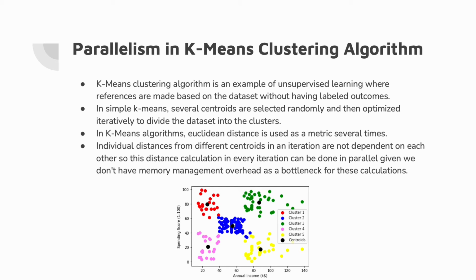So in this figure you can see we have several data points and we have k black dots which define the centroids, and now we calculate the data points' distances from the centroids in parallel and then refine our centroids.